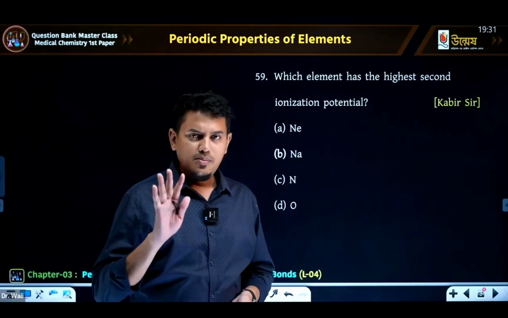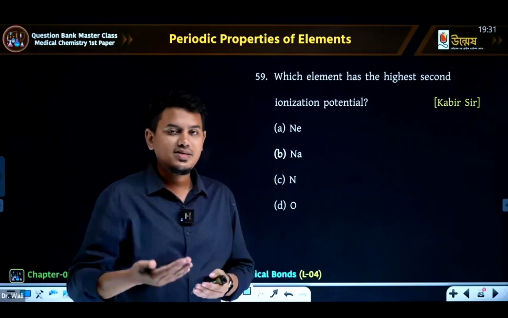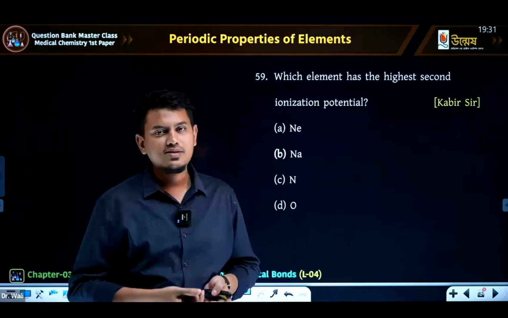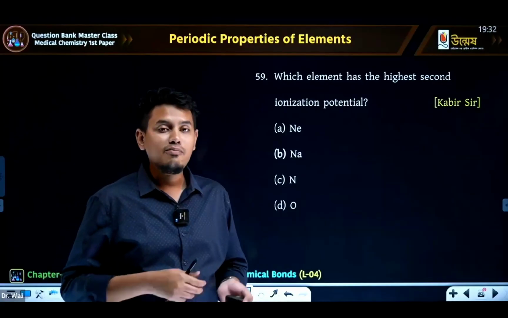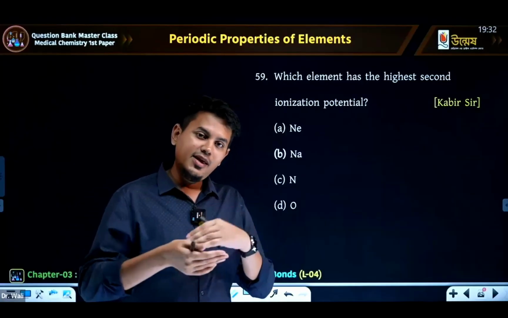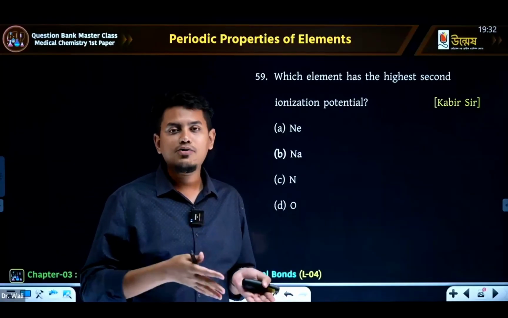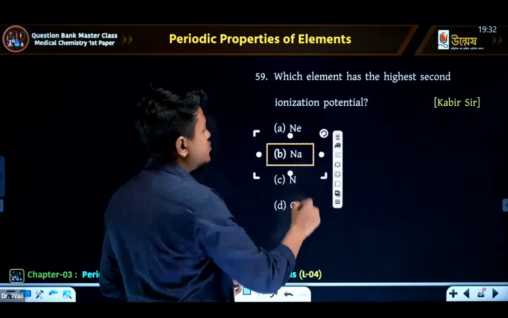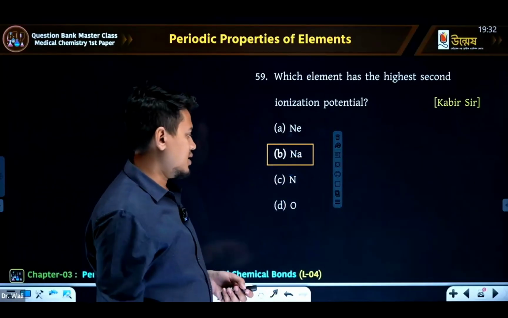Sodium. The first ionization potential of sodium is low, but the second ionization potential is very high because sodium has only one electron in its outermost shell. So taking another electron would compel a removal of an electron from the shell immediately inside the outermost shell. So it will certainly be difficult. So here sodium would show the highest second ionization potential.